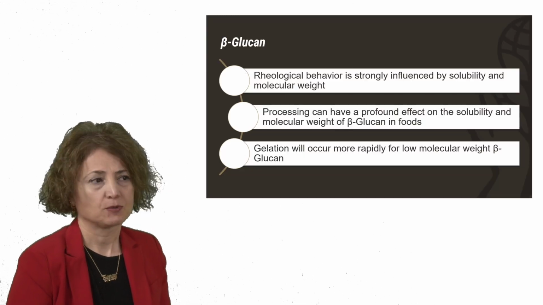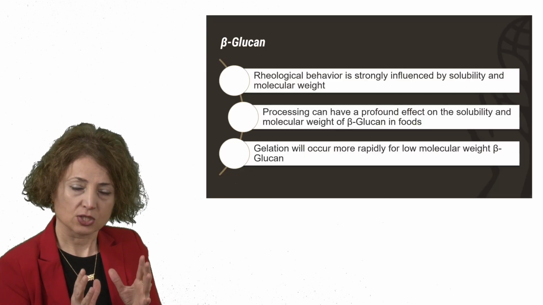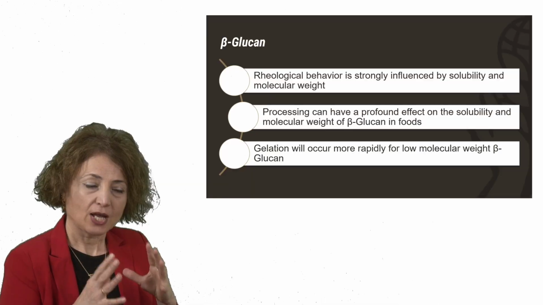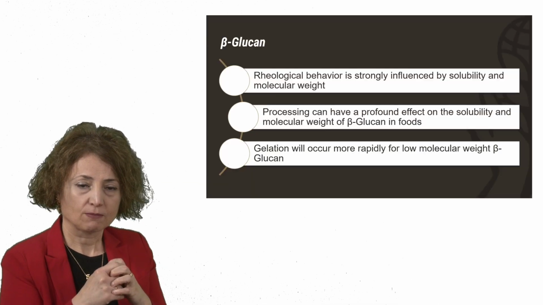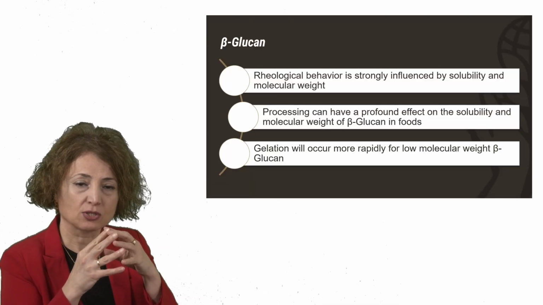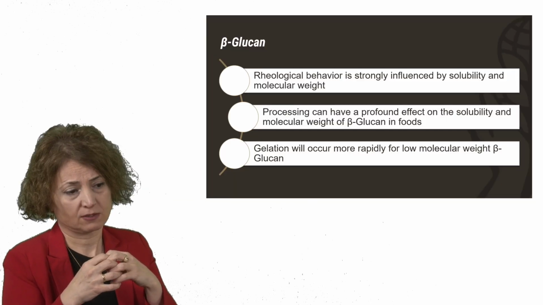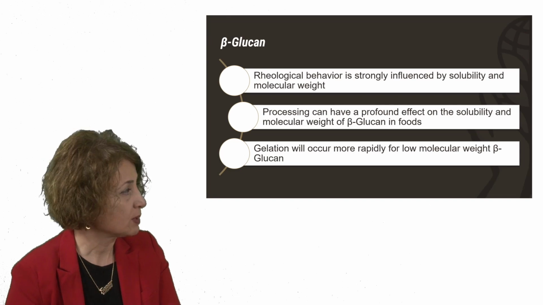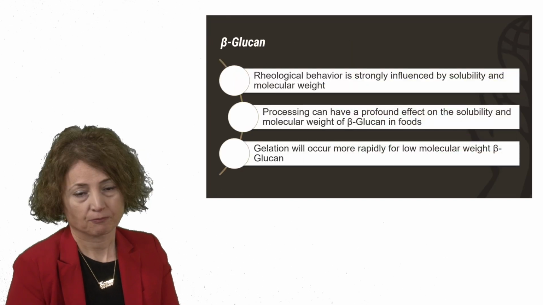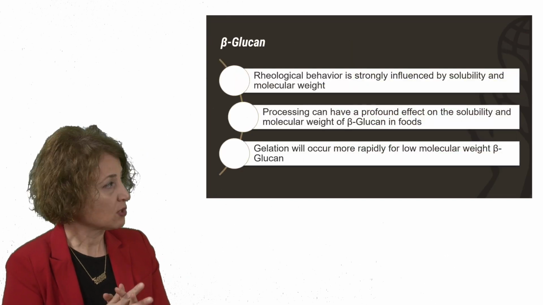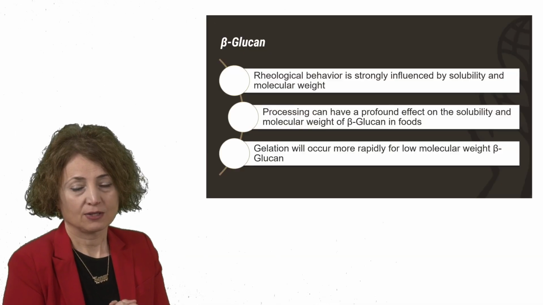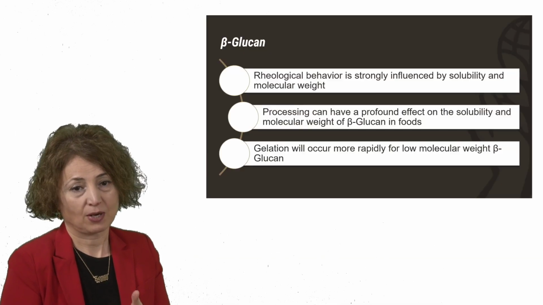You might also hear oxidative gelation for wheat. The general definition of a gel is a three-dimensional network in which water is entrapped. Beta-glucan could also be part of a gel system. And with that, we are going to stop here. In the next lecture, we are going to talk about starch.